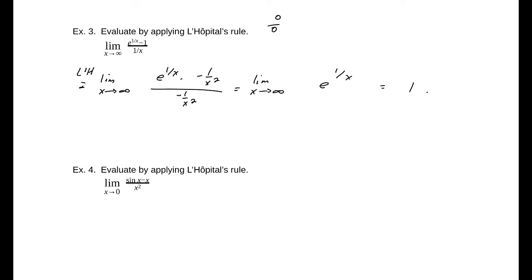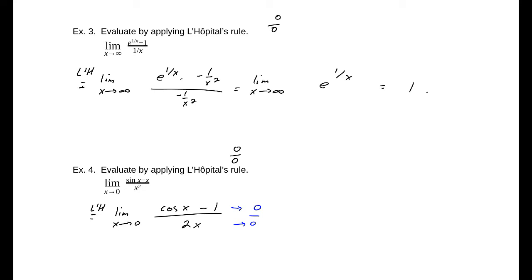Number 4, limit as x approaches 0 of sine x minus x over x squared. Well, the denominator is going to 0, and the numerator is going to 0 minus 0, so that is also going to 0. So we'll go ahead and apply L'Hopital's rule. That would be cosine x minus 1 over 2x. Now, investigating again, if you go to 0, the denominator is going to 0. The numerator is going to 0 as well.